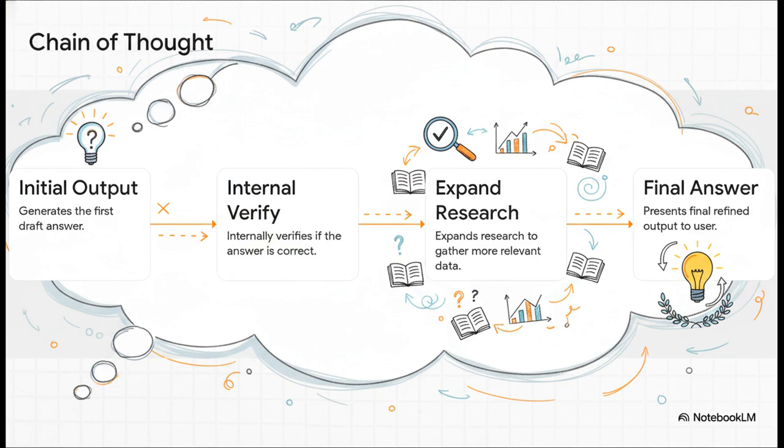Now, alongside reinforcement learning, agents utilize that chain of thought processing we mentioned earlier. Traditional bots basically gave you the very first answer that popped into their heads, the initial output. An agentic system, however, generates an answer and then moves to step 2, internal verification. It essentially pauses and asks itself, wait, is this actually correct? If it's not, it moves to step 3, expanded research, to gather more data. Only after iterating through this whole cycle does it present step 4, the final refined answer. It's acting like a meticulous researcher, continuously checking and improving its own work before ever showing it to you.